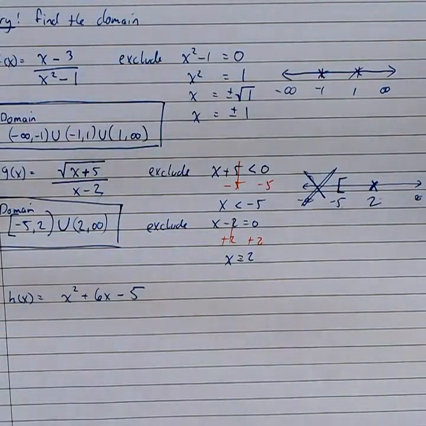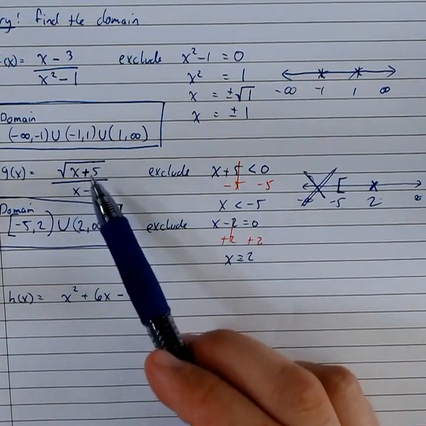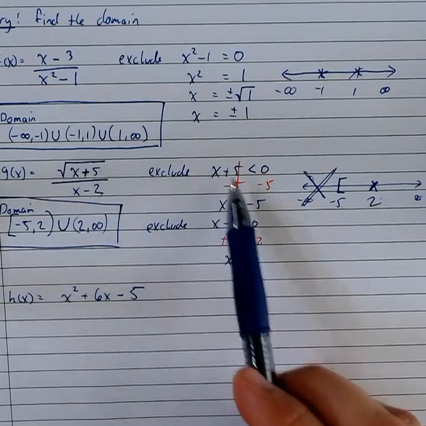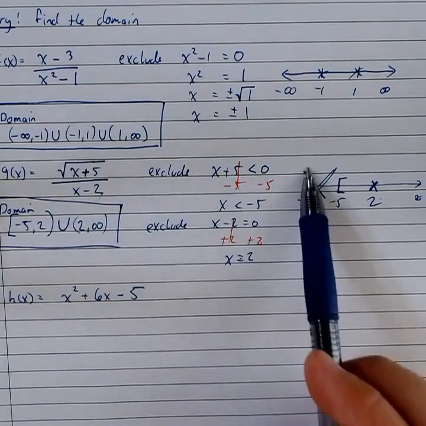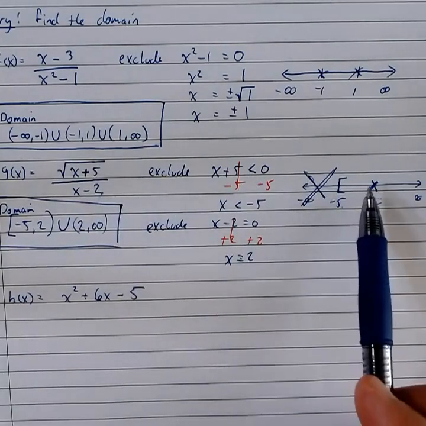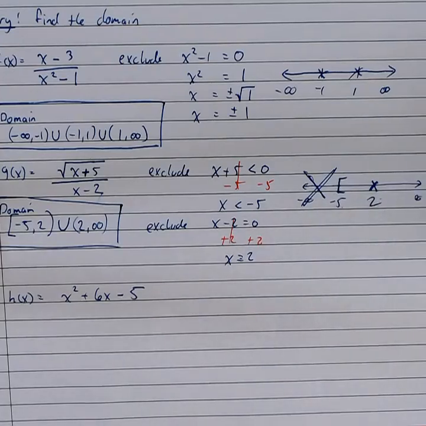And that's our domain. We exclude whatever makes the radicand, the stuff underneath the radical, which is called the radicand, less than 0. That's all this stuff. But we also exclude whatever makes the denominator equal to 0, which is that one number there. Whatever's left, that's your domain.